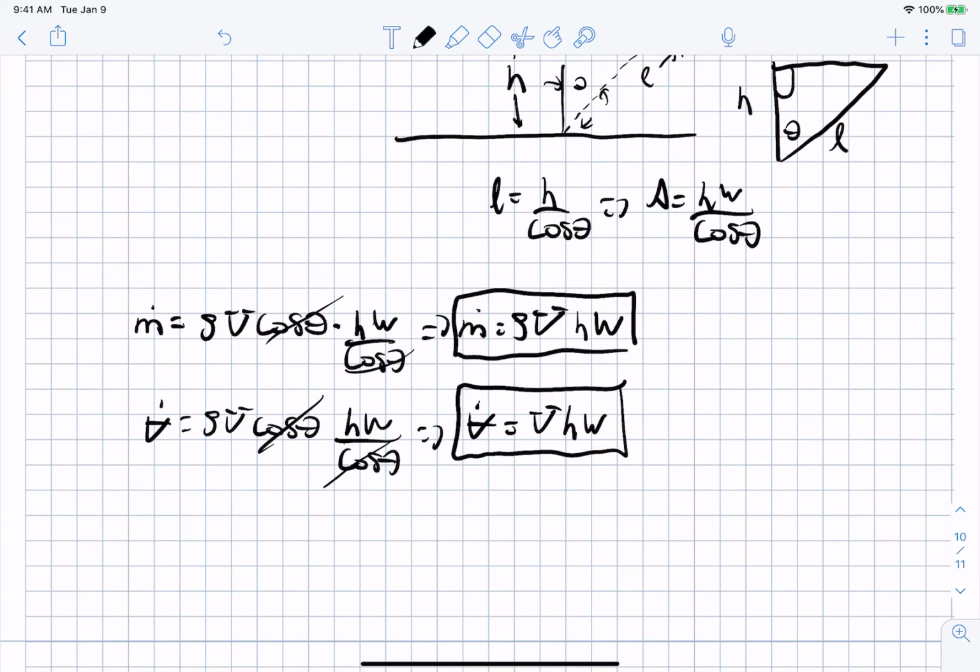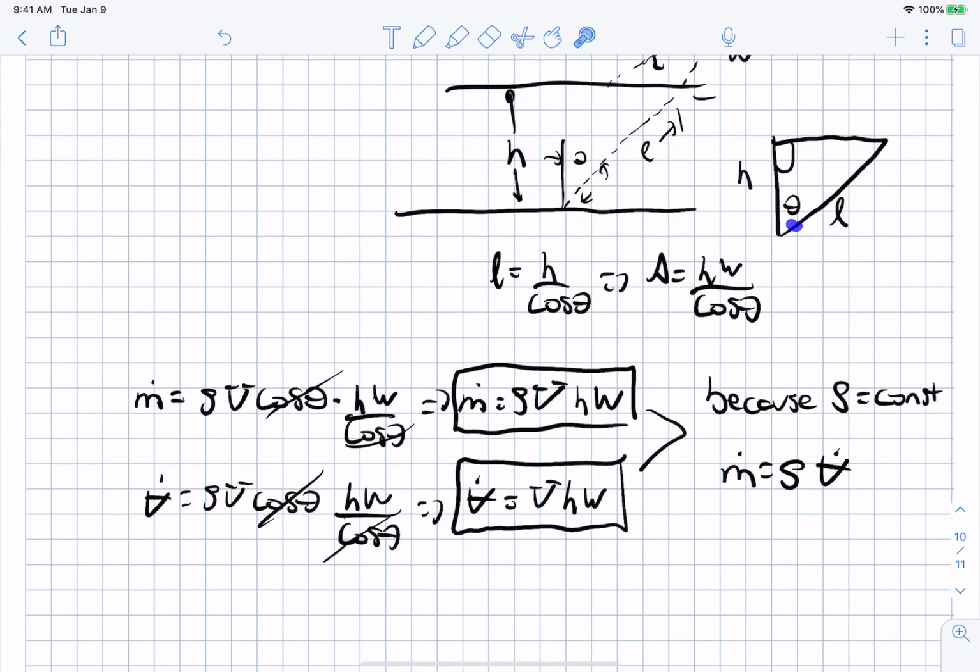Okay, and note, because rho is constant, m dot is just equal to the density times the volumetric flow rate. Okay, but we can only do that because the density is the same on this portion of our planar surface as it is on this portion of the planar surface. If the density is different here than it is over here, then this does not hold.